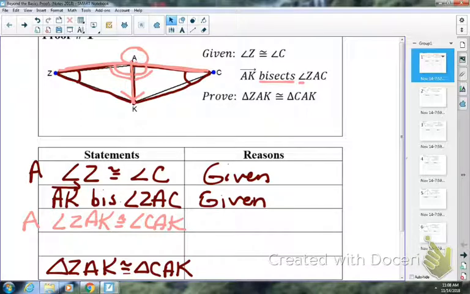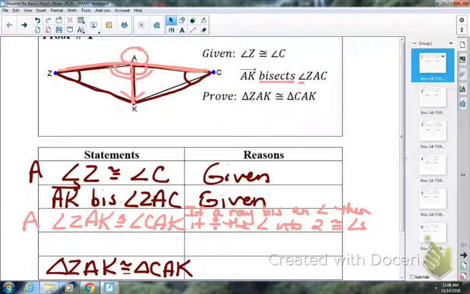And again, if you look back in your notebook for your reason, it goes something like this: if a ray bisects an angle, then it divides the angle into 2 congruent angles. So we're going to be using some of those new reasons that we've talked about already. At this point, we have 2 pairs of angles, 2 A's here, and we always need 3 pairs of congruent parts to prove triangles congruent.